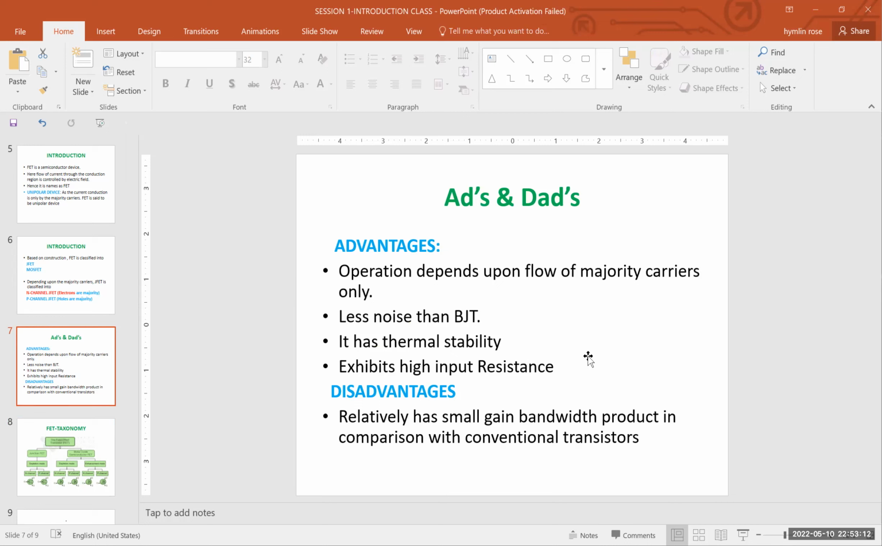So that is about the introduction part. Two things you should remember: FET is a voltage control device, and FET is a unipolar device. The other thing is that the FET operates only in the reverse bias condition. That is very important: the transistor which operates in reverse bias condition should be the FET.